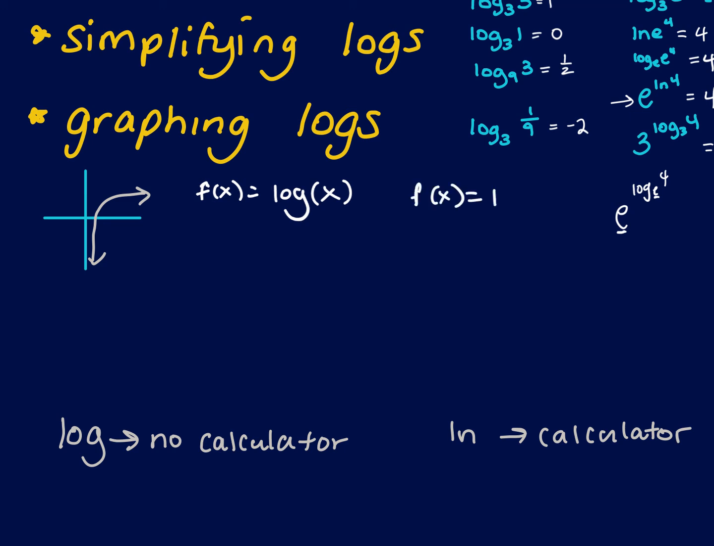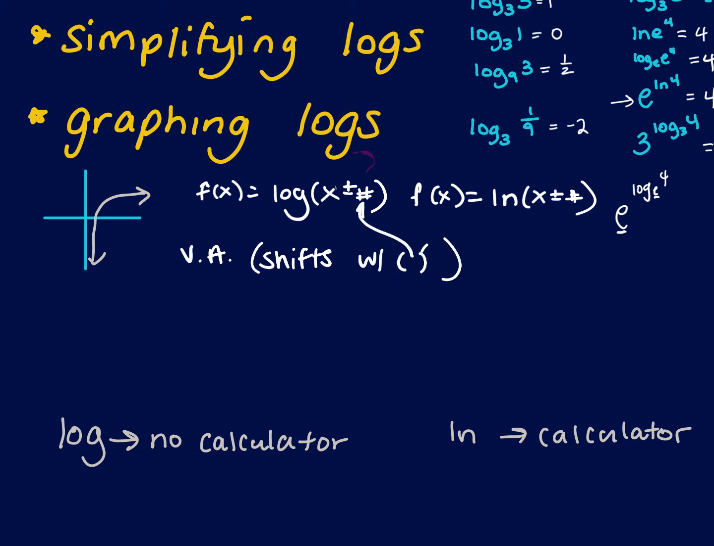Or f of x equals ln of x. It could have a plus or minus in here. Let me actually just write it. Which is your horizontal shift, which causes your vertical asymptote to shift. So this has a vertical asymptote, and it shifts with the parentheses, or the horizontal shift. We find it by setting that equal to 0.